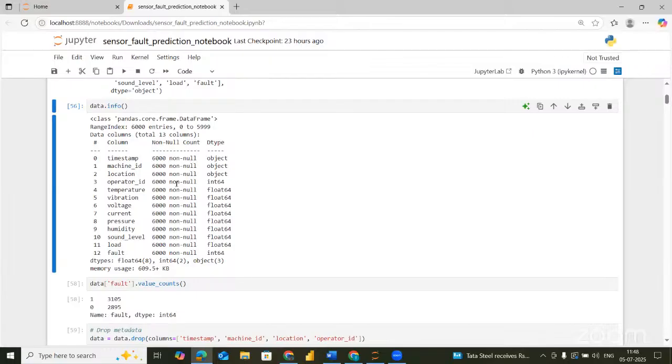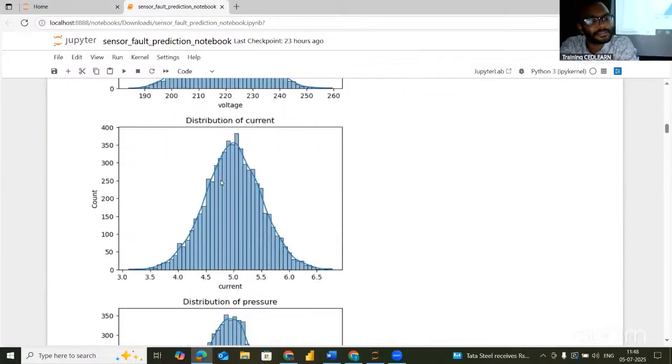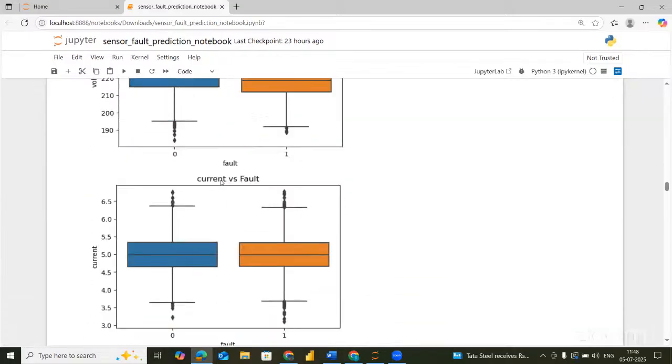Do you have any example for the regression? Like a regression problem, because this is classification, right?